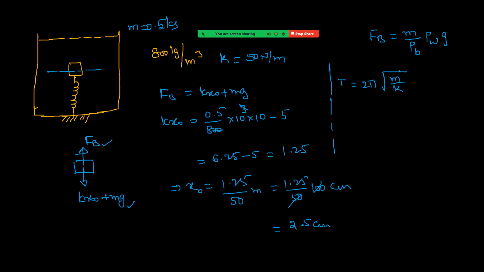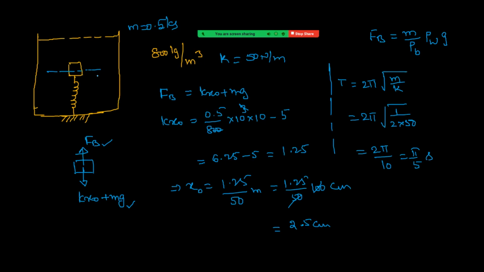Okay. It is 2 pi root m by k. Now substitute values in that. 2 pi root m, value half, and k value 50. That means how much do you get? 2 pi by 10, that is pi by 5 per second.